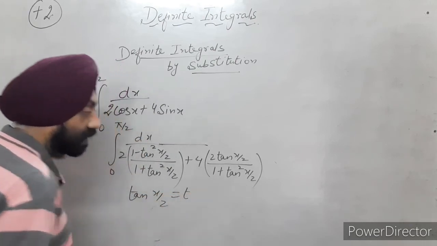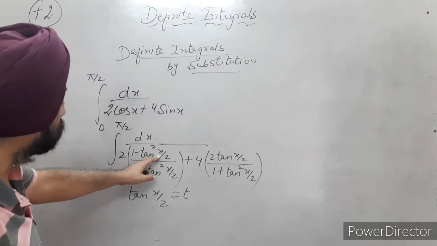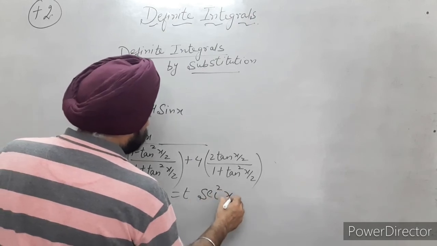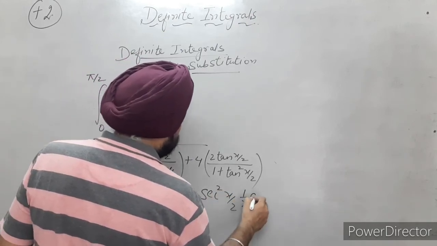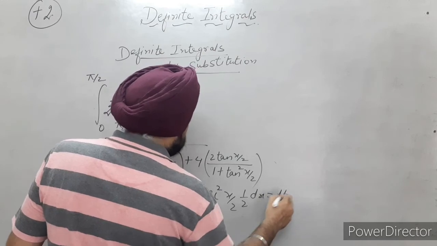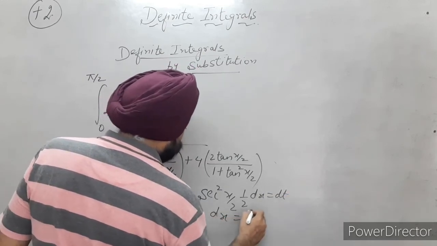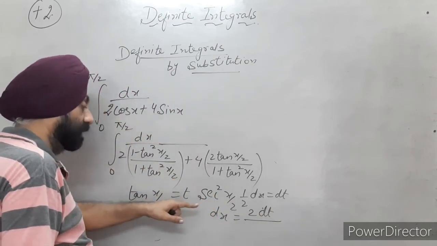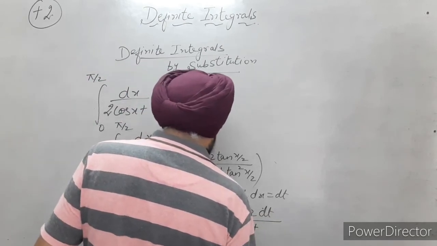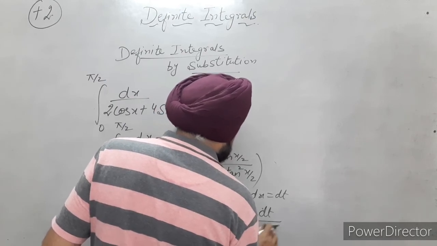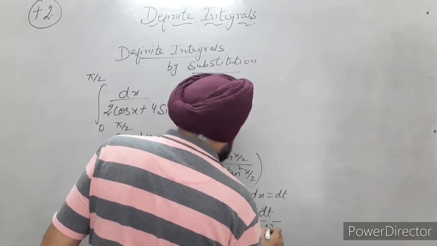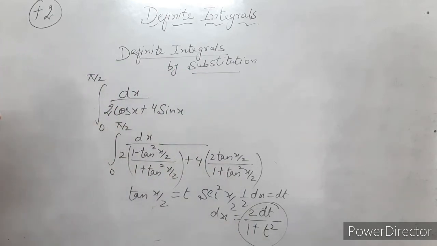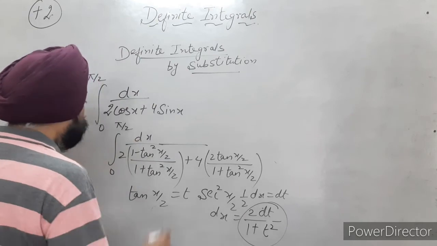Now what you are going to do is, from 0 to pi by 2, substitute tan x by 2 equals t, so I get secant square x by 2 into half dx is dt. That is dx equals 2 dt upon secant square x by 2, which is 1 plus tan square x by 2, that is 1 plus t square. I can directly write dx as 2 dt upon 1 plus t square.